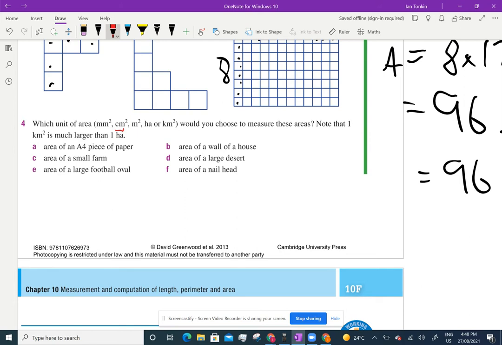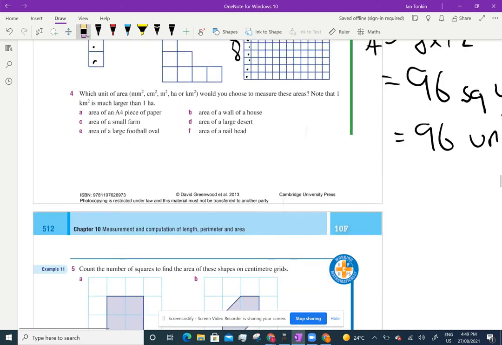If I was choosing the area of a small farm, well, you haven't heard about it yet, but we would measure probably that in hectares. What about the football oval? Down at the bottom where you play your footy or your touch or your soccer. Well, we'd probably use metres squared for that. So you get an idea of the size of those.